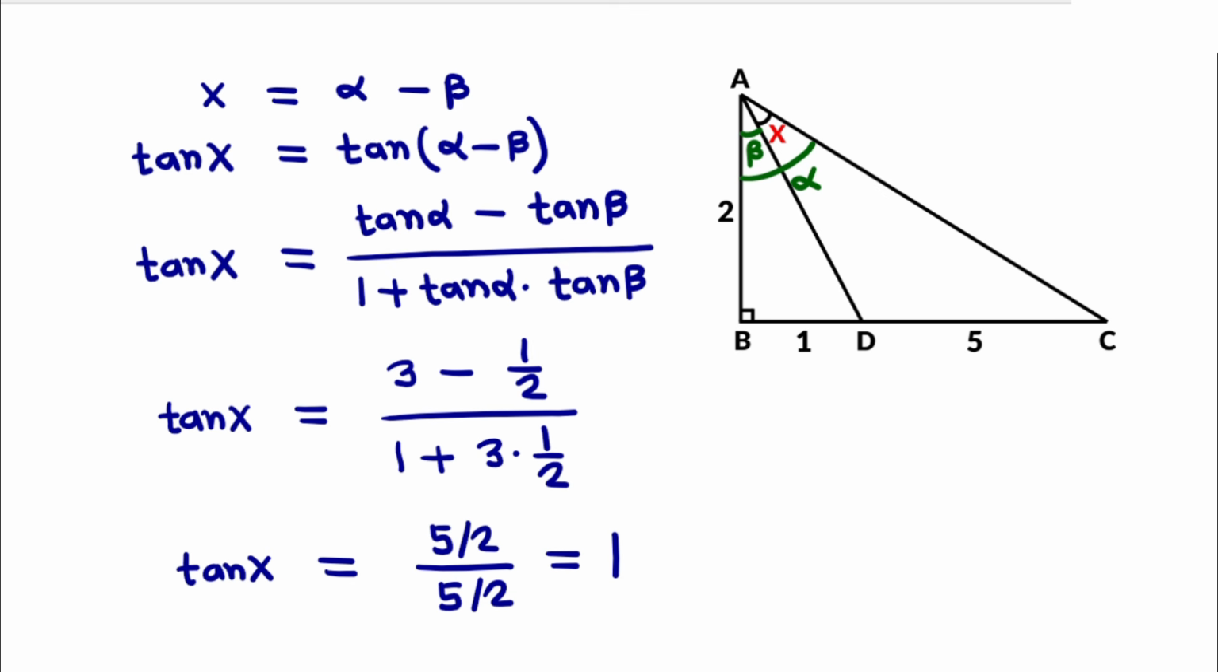And if the tangent of an angle is 1, that angle must be 45 degrees. So our final answer is x equals 45 degrees.